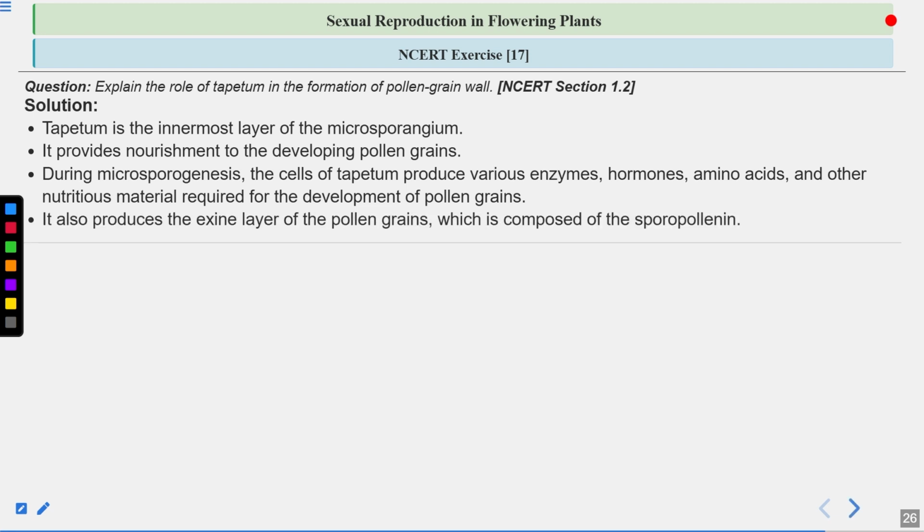So it also produces the exine layer of the pollen grain, which is composed of sporopollenin. Now see here, this is a very, very important point. You all know that the exine is made up of sporopollenin. So where is this sporopollenin coming from? It is coming from the tapetum layer only. This tapetum layer forms that particular substance, and that substance gets deposited on the outer wall, and it forms the spore's outer wall by the sporopollenin, right? So sporopollenin is produced by the tapetal cells surrounding the developing pollen grain within the anther, right?